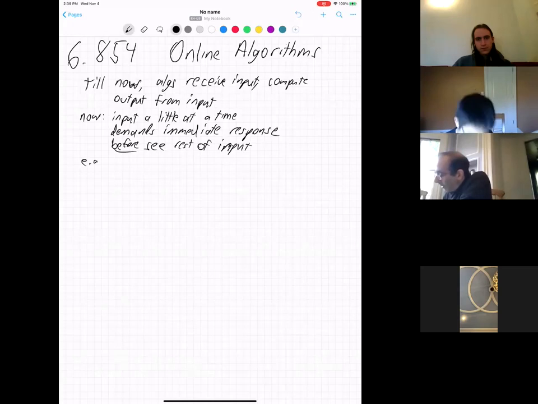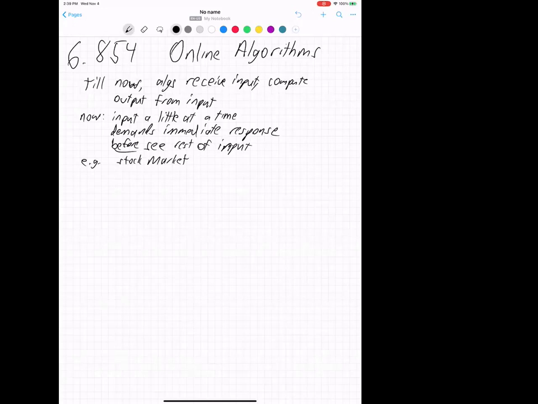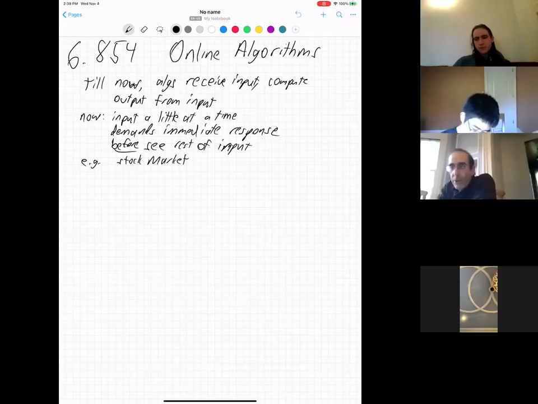For example, we've got things like the stock market, right? I mean, if somebody gave you the entire trace of the stock market and said, what series of trades would make you tons of money, that would be easy to answer, right? The problem is that you have to decide on your trades, only knowing the stock market up until now. You don't know what it's going to do tomorrow, okay?